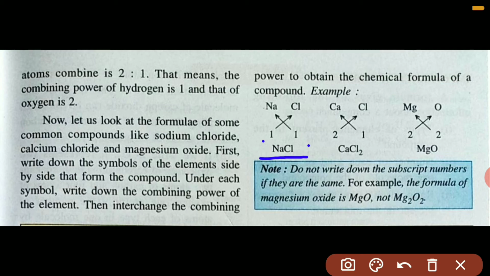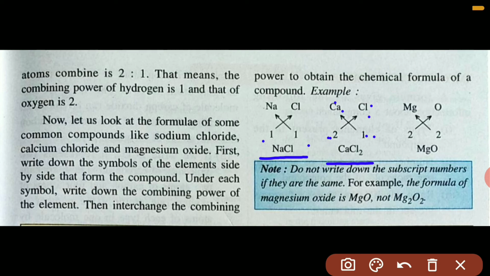Let us take another example, which is calcium chloride. To make calcium chloride, we need calcium and chlorine. Now the combining power of calcium is 2, whereas the combining power of chlorine is 1. So we need to interchange the numbers while writing the formula. So this 1 will go to the subscript of calcium and this 2 will go to the subscript of chlorine. Hence the formula becomes CaCl2. We do not write 1, as we have studied earlier.